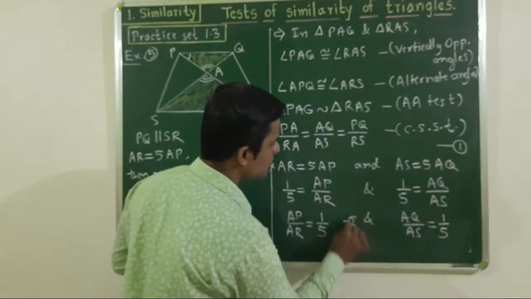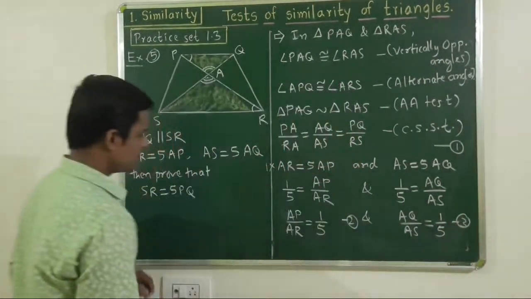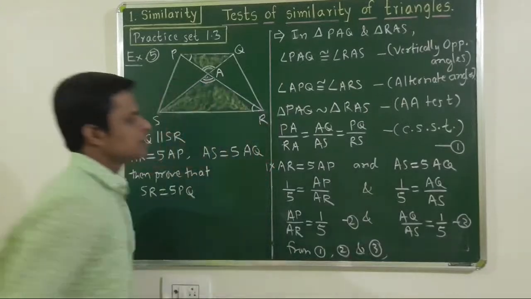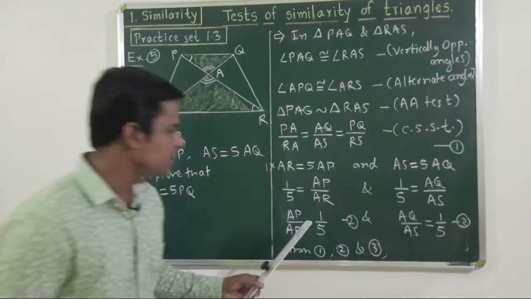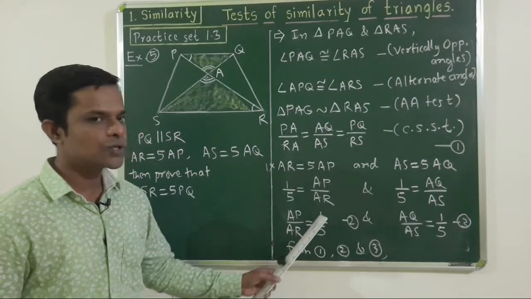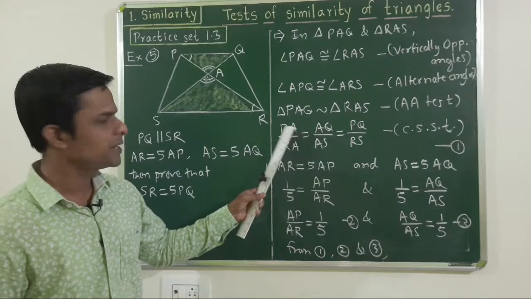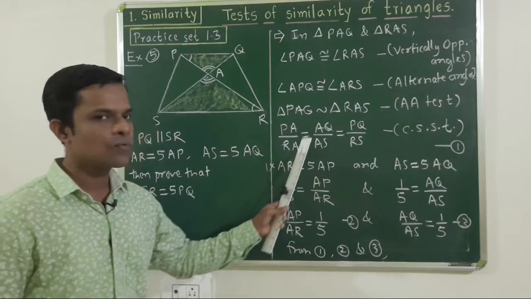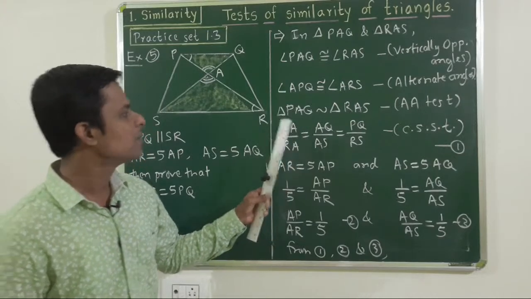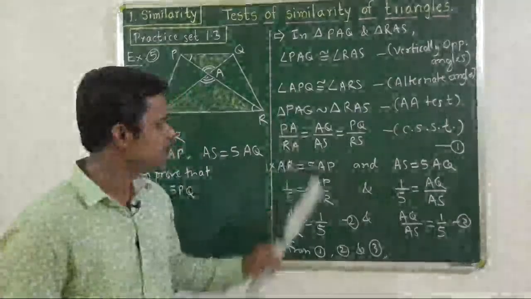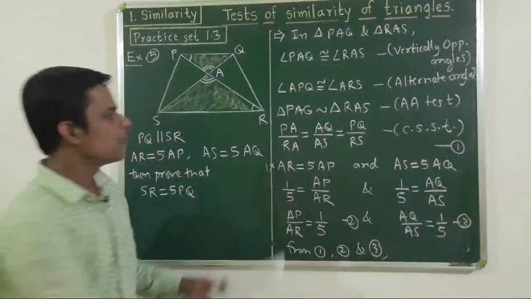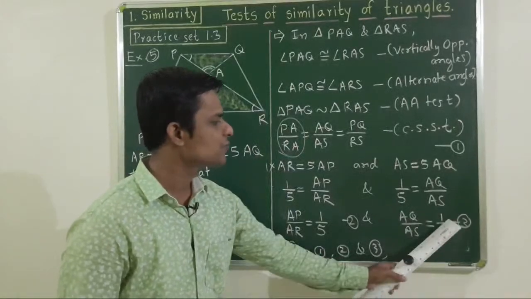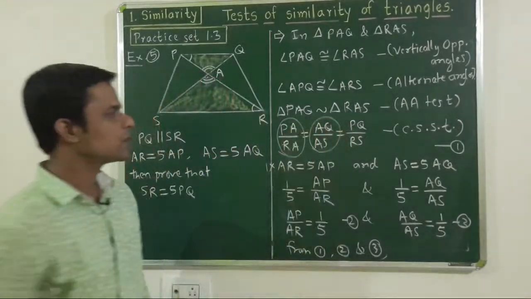Suppose these are statement number 2 and statement number 3. Hence, from 1, 2 and 3. What is statement number 2? AP upon AR is equal to 1 upon 5. But AP upon AR is also here: PA means AP and RA means AR. Names are different, but the value is the same. So the value of this ratio is 1 upon 5. Then AQ upon AS is also 1 upon 5.